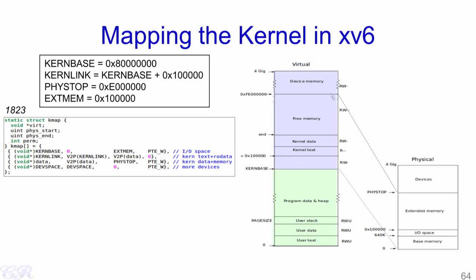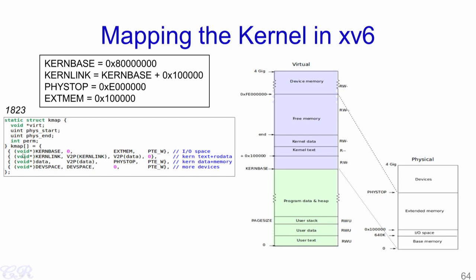Now, in order to create a map of this kernel space into the physical RAM, a structure known as kmap is defined. The kmap structure, which is present in line number 1823, contains 4 elements. It has the virt, which is a pointer to the virtual address. Then it has the physical start address, which indicates the physical address which gets mapped to the virtual address, and the physical end, that is the end of that region, and of course, there are the permissions.